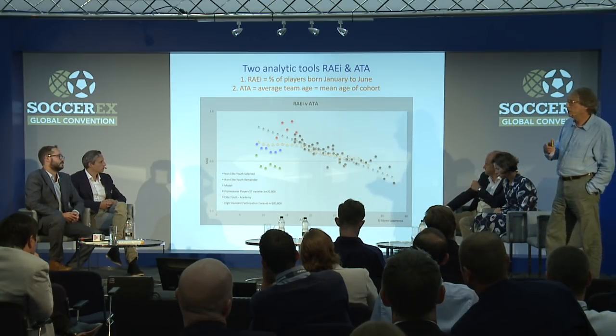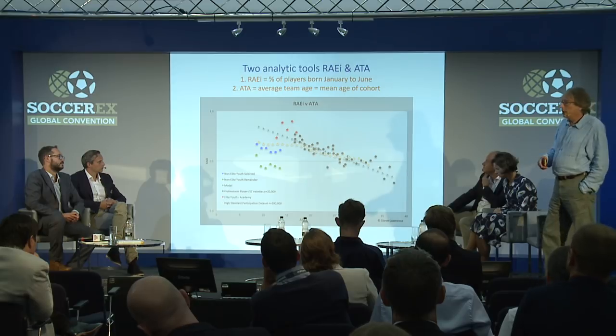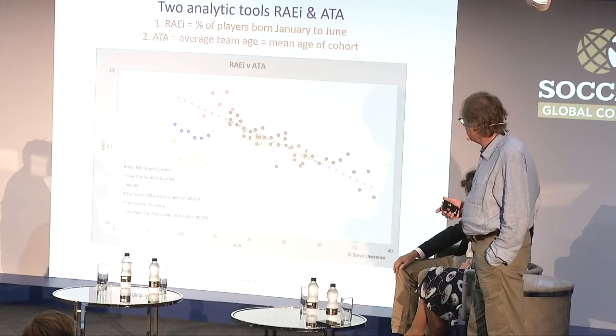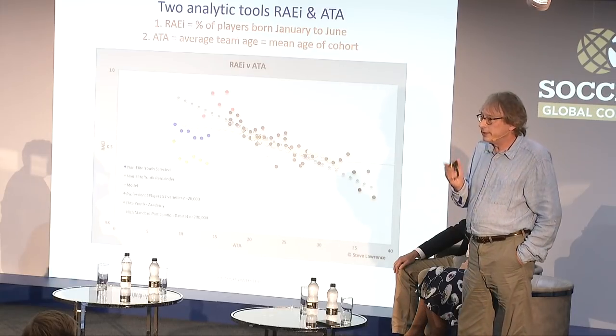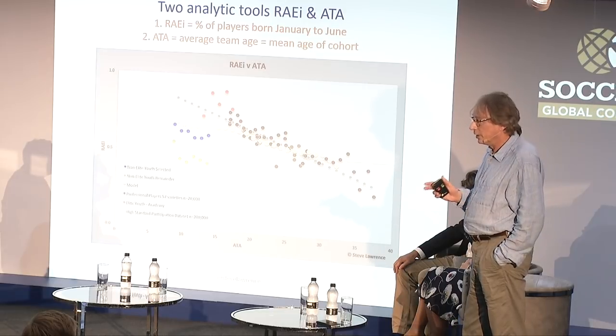That is the team, the squad, the league, whatever the competition might be. Every single team or competition has an average age. You can quite easily work it out. And what this chart shows is that there is a correlation between the age of the cohort and the relative age bias which we see evident.